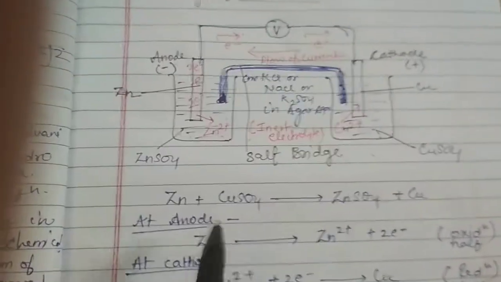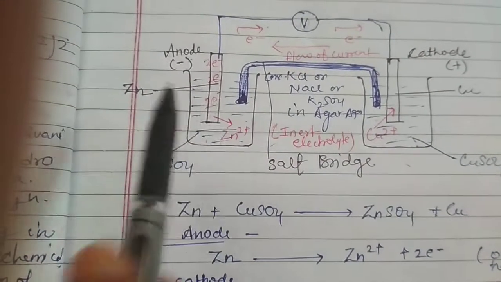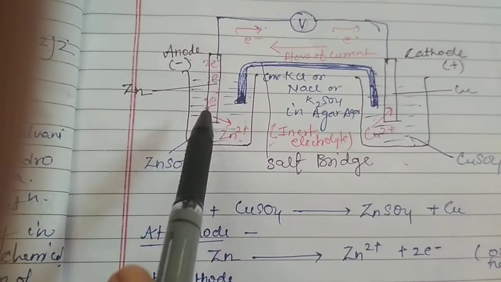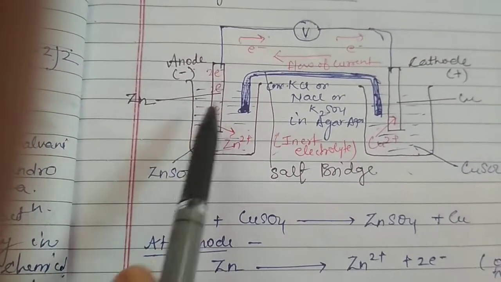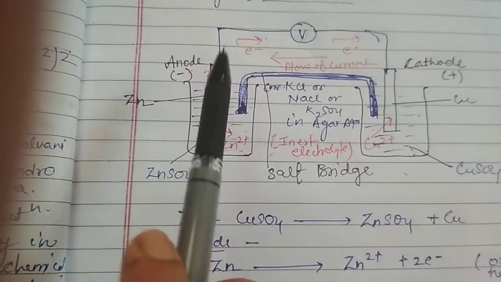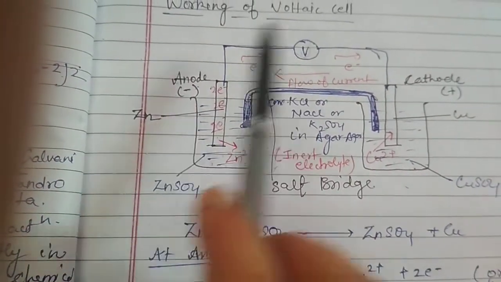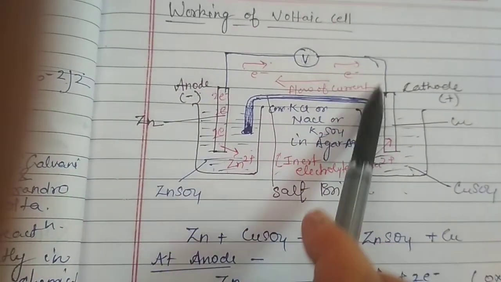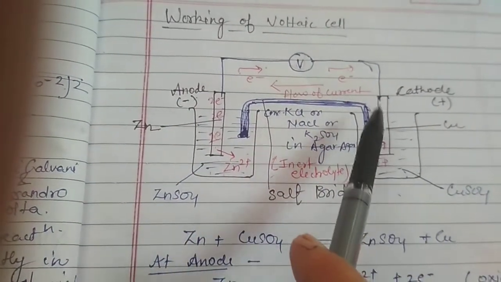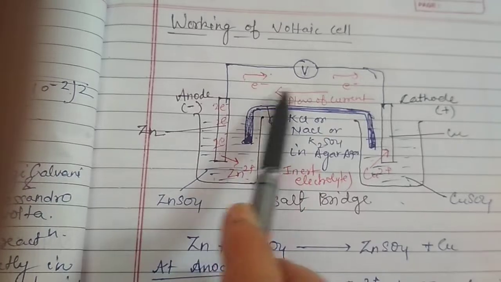Now let's again come to the working of the voltaic cell. As I have told you, zinc after de-electronation will migrate as zinc ion and electrons will flow in the circuit from the anode to the cathode, so the current would flow from the cathode to the anode.